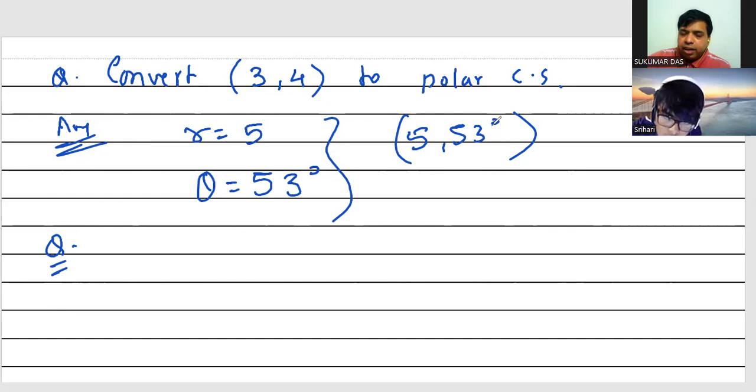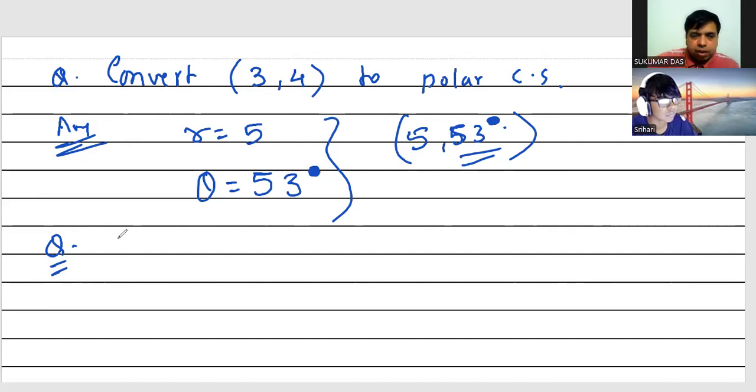But remember, whenever we write in degrees, we have to mention this particular symbol. If you don't write it, it means by default it is radian. So always try to put this degree sign. Otherwise, it will be deemed to be radian.